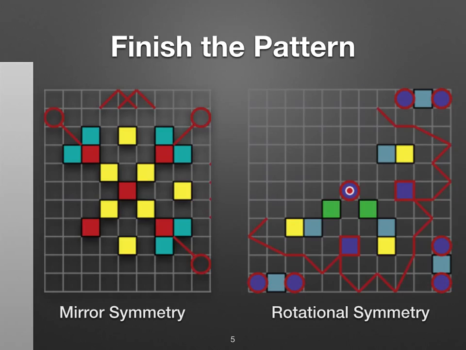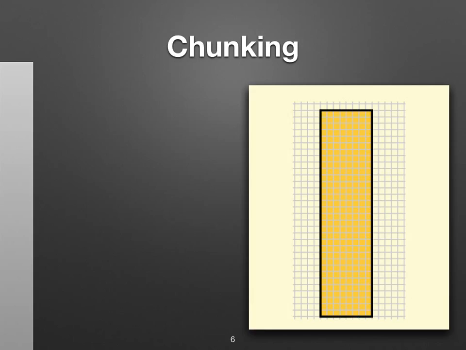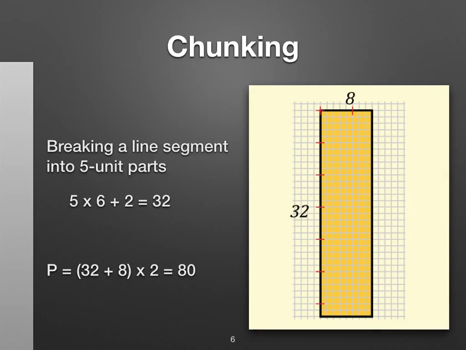For example, students might be asked to finish these or similar symmetrical patterns. If the first pattern is more or less simple, the second does not have mirror symmetry and is challenging for some students. Chunking. When the sides of a rectangle are too long to measure comfortably, students can break the line segments into smaller parts. This approach accelerates their work and reduces the number of mistakes.